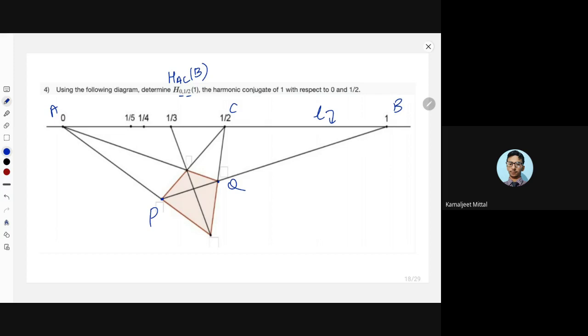Okay. Now once I have these 2 points P and Q, the idea is to join A with both of the points and C with both of the points. Okay. So that's what I do. I joined A with P by this line. I join A with Q by this line. I join C with P by this line, and I join C with Q by this line.